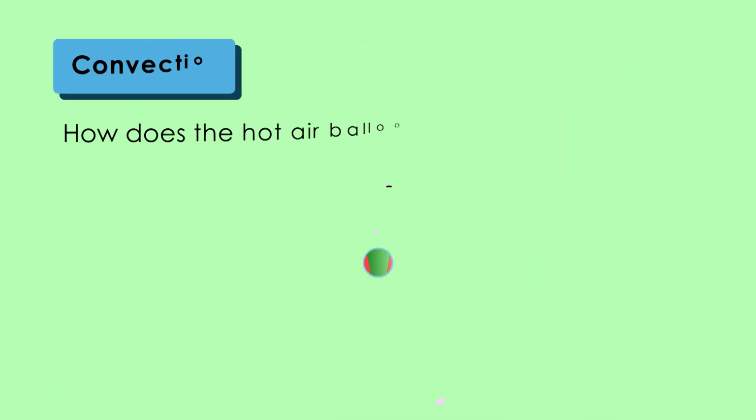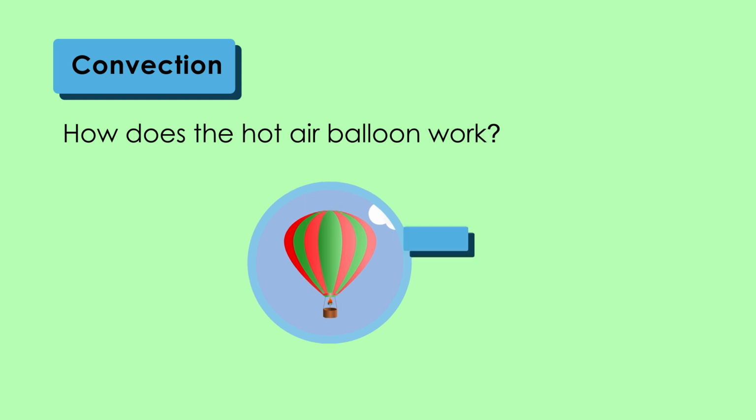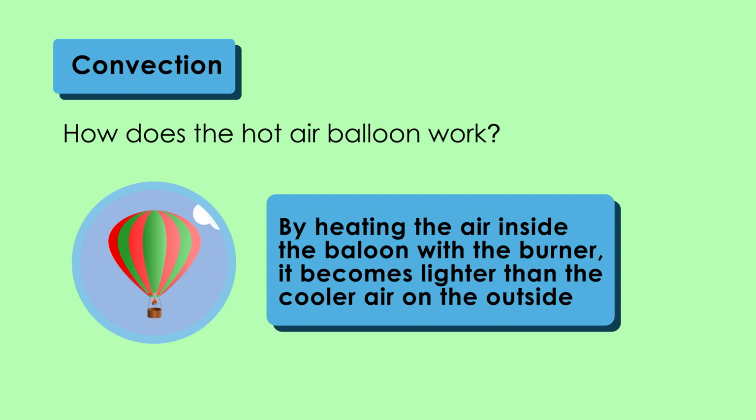How does the hot air balloon work? Hot air balloon works because hot air rises. By heating the air inside the balloon with the burner, it becomes lighter than the cooler air on the outside. This causes the balloon to float upwards, as if it was in water. Obviously, if the air is allowed to cool, the balloon begins to slowly come down.